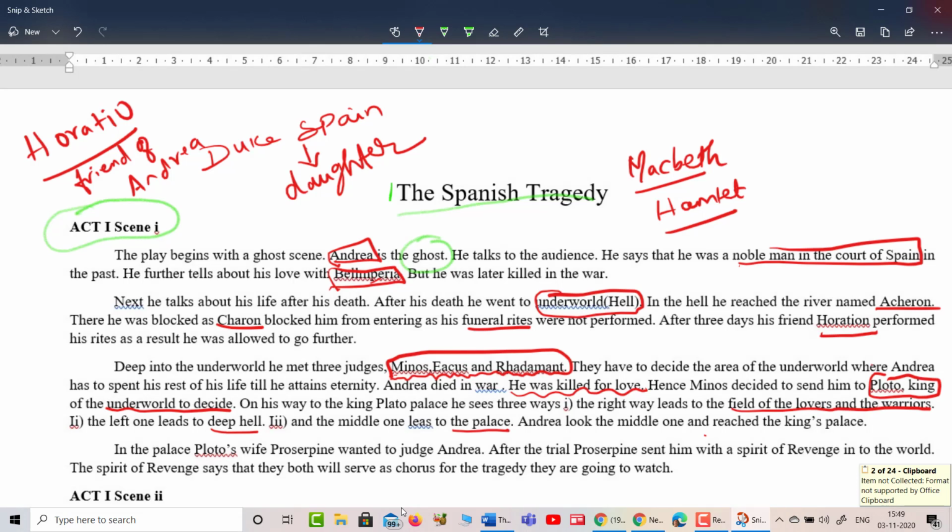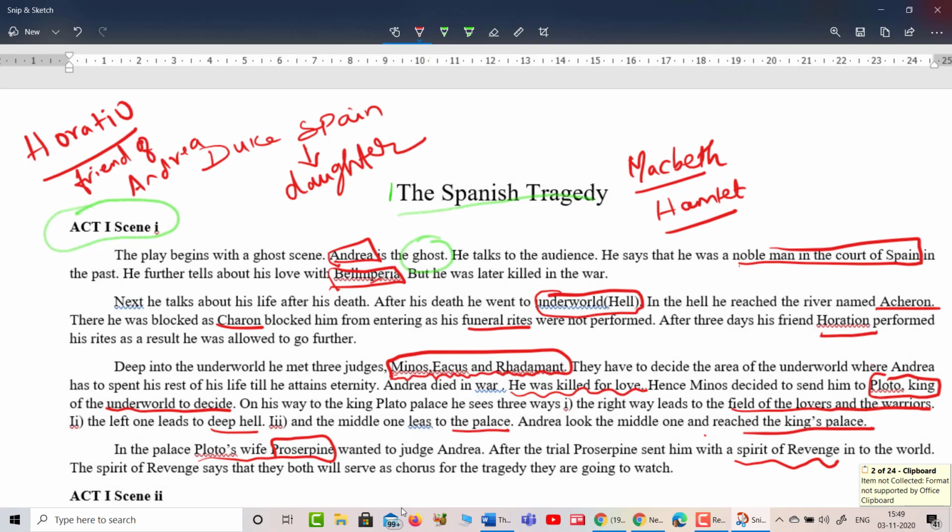So where is he going? Andrea reaches Pluto's palace. And in the palace of Pluto, there is Pluto's wife, Proserpine. Pluto leaves the matter of Andrea to his wife Proserpine to judge. So after a trial, Proserpine sends him with the spirit of revenge. So she calls the revenge spirit.